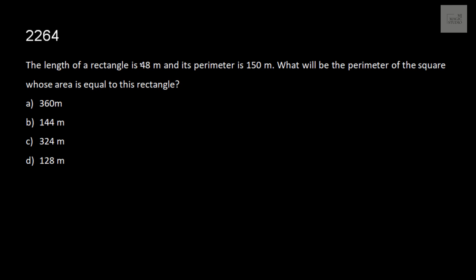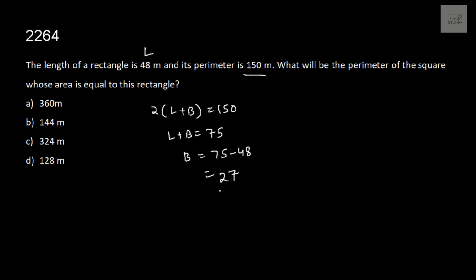The length of a rectangle is 48 meters and its perimeter is 150. We know the perimeter of a rectangle is twice length plus breadth, that is 150. That means length plus breadth is 75. Breadth is 75 minus 48, which is 27. Okay. What will be the perimeter of a square whose area is equal to the area of this rectangle?